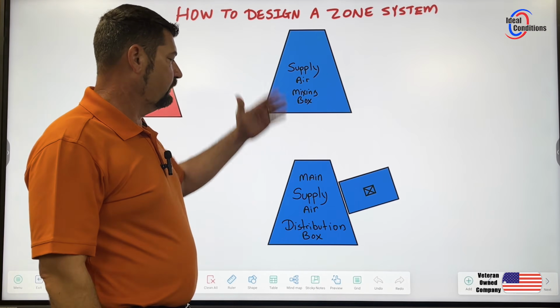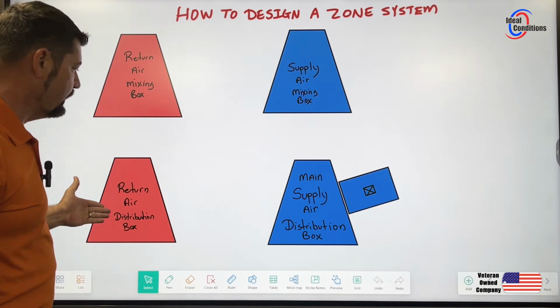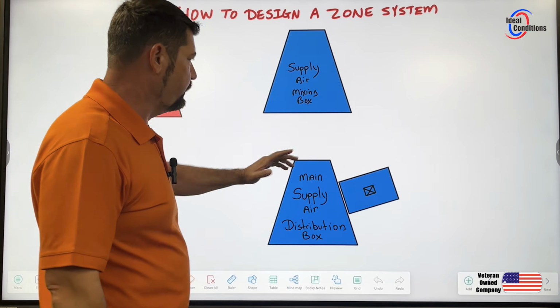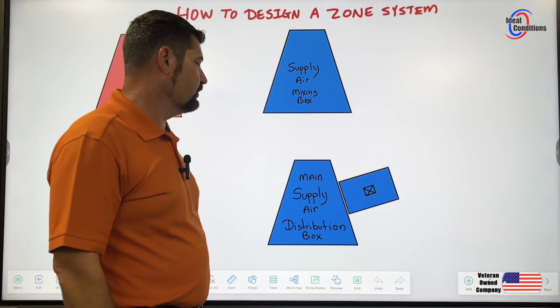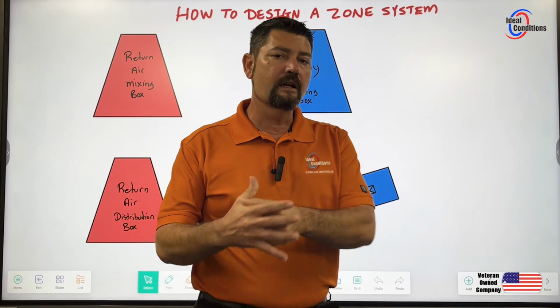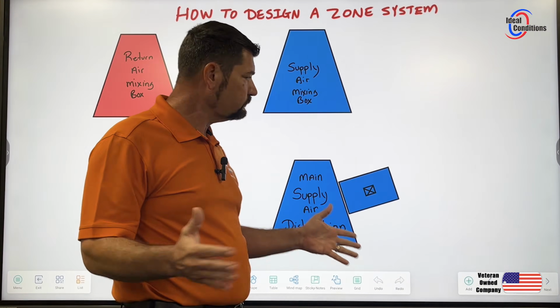These trapezoid boxes, color-coded blue and red right here, are your distribution boxes or mixing boxes. They're pretty much the same. If I use this as a main distribution box, then I know that's going to be the closest box to the air handler, distributing the majority of my trunk lines.